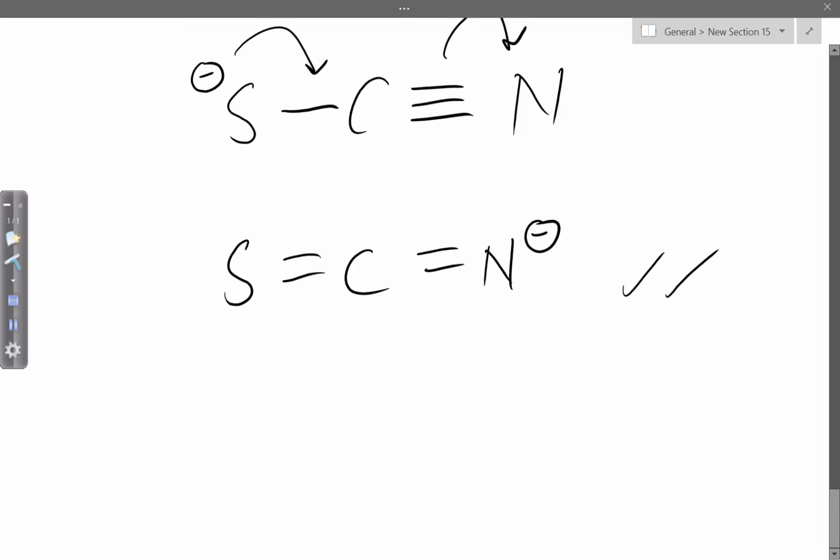So what about the next one? N3 minus. There's only one way to connect them, right?